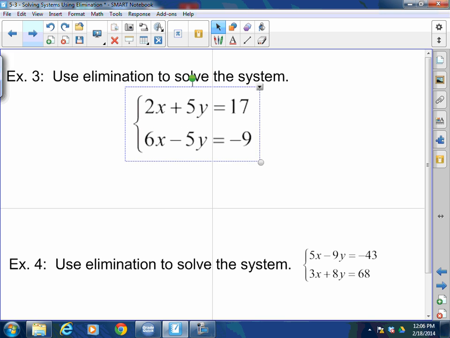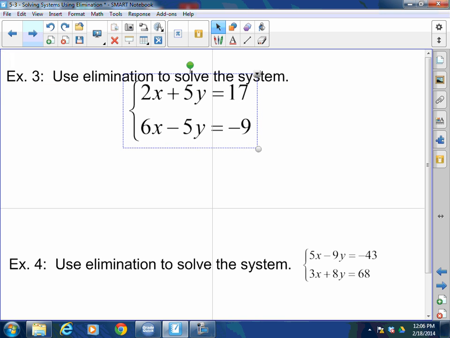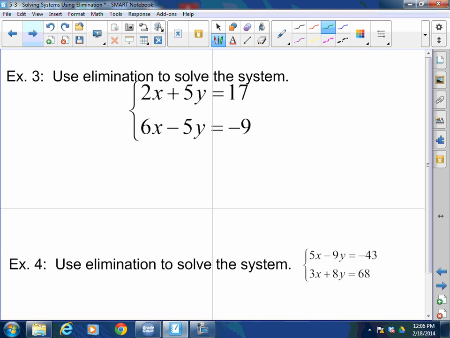Okay, let's see what we got here. I got 2x plus 5y equals 17, and I got 6x minus 5y equals negative 9. I want you to solve this by elimination. Are we good to go here? Yeah, go ahead and add them right up, straight up. That's going to be 8x, the 5y minus 5y cancel. That equals 8, divided by 8.